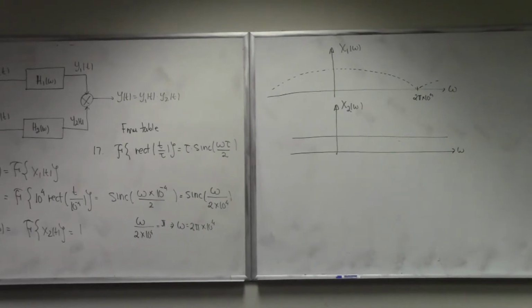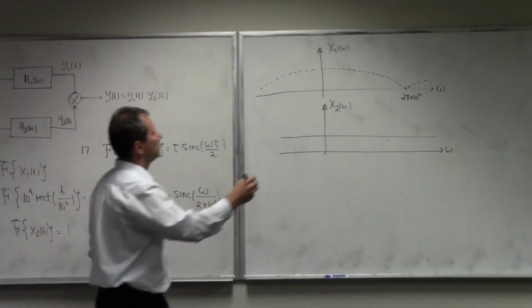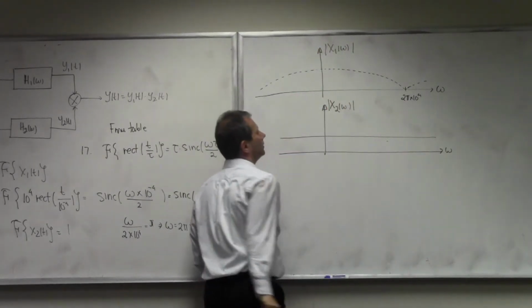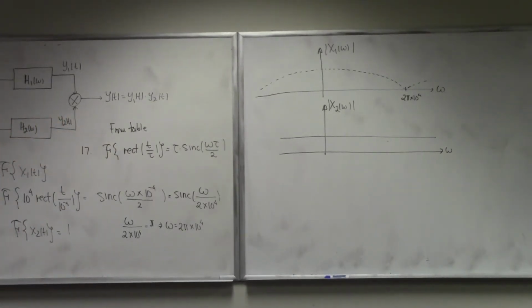Shouldn't it come below the omega line? No, because I'm plotting the magnitude spectrum. Right. So that's the X1 of omega.